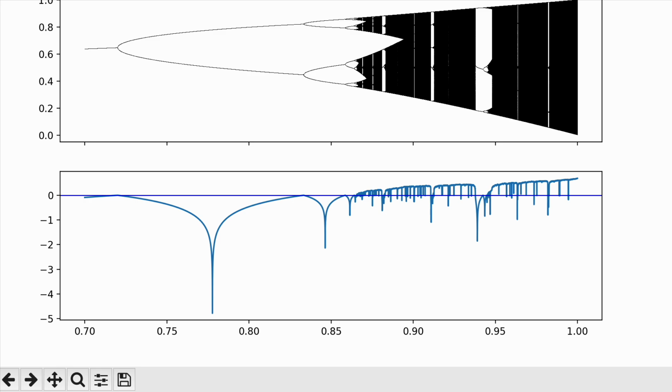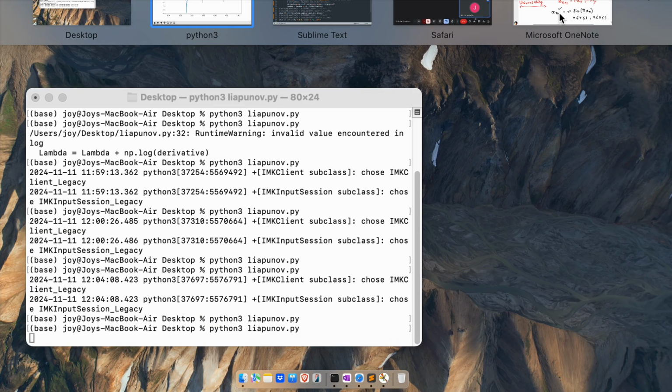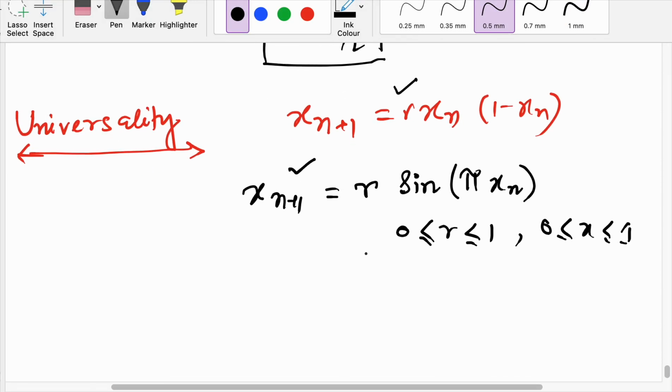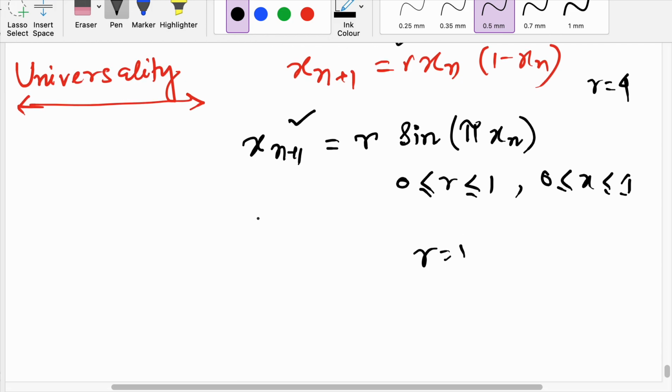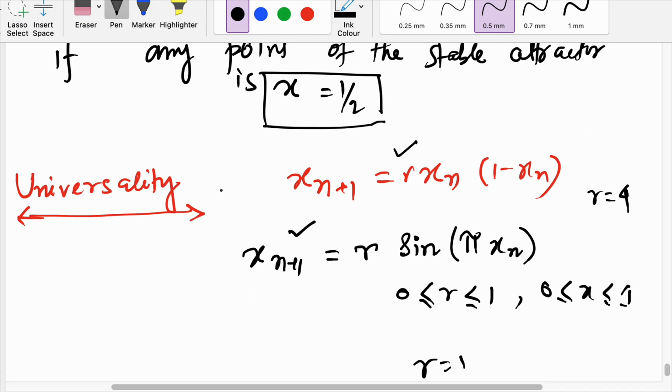So the logistic equation we have seen previously. The only difference is on the x-axis: in the logistic curve, r was from 3 to 4 or 2.8 to 4. The ultimate r value was 4, but here for sin x the maximum value of r is 1. So the only difference between these two is the maximum value: here it is 1, and there it is 4.